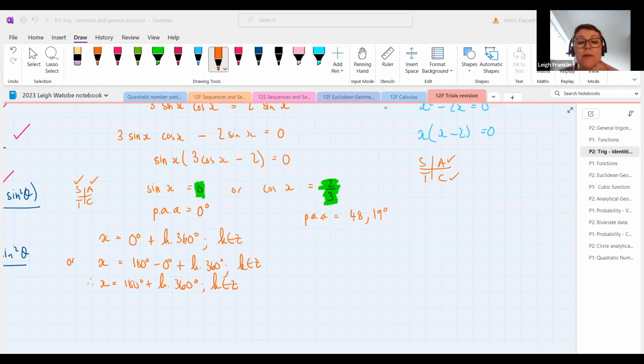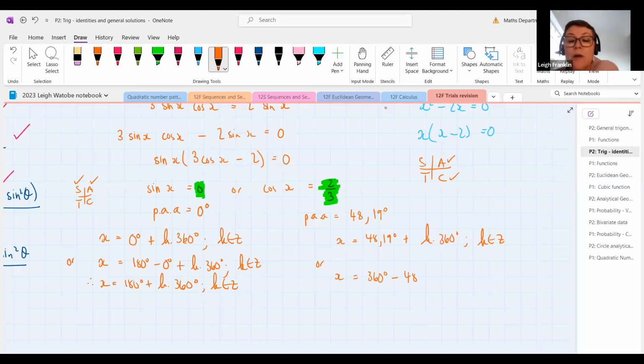All right, so here I'm going to say x is equal to 48,19 plus k times 360. That is for quadrant number 1. Nothing else that I can do there. Or in quadrant number 4, x would be equal to 360 minus, because that's the reduction formula for the fourth quadrant, 48,19 plus k times 360. K is an element of the integers.